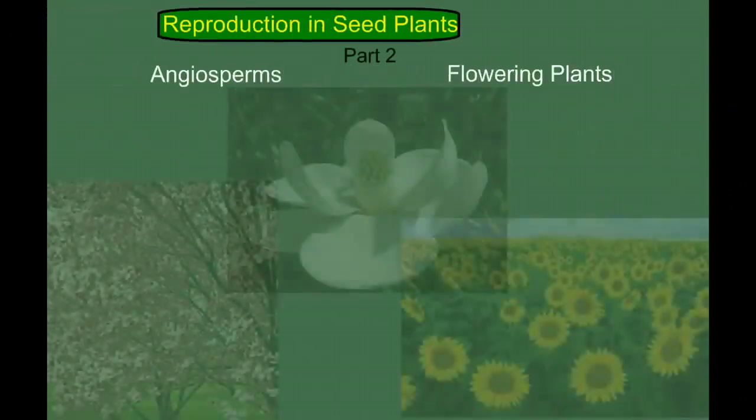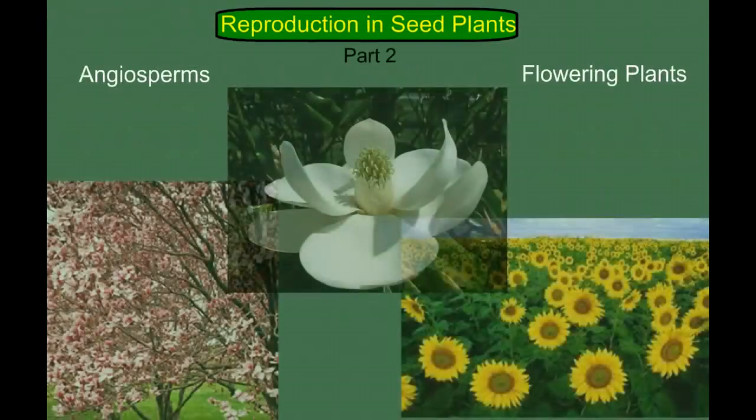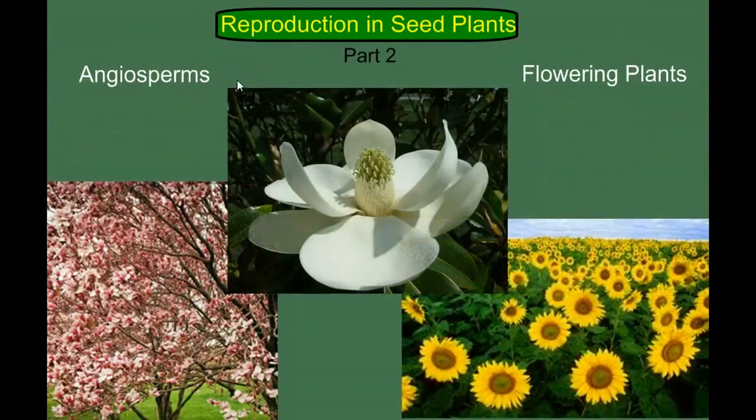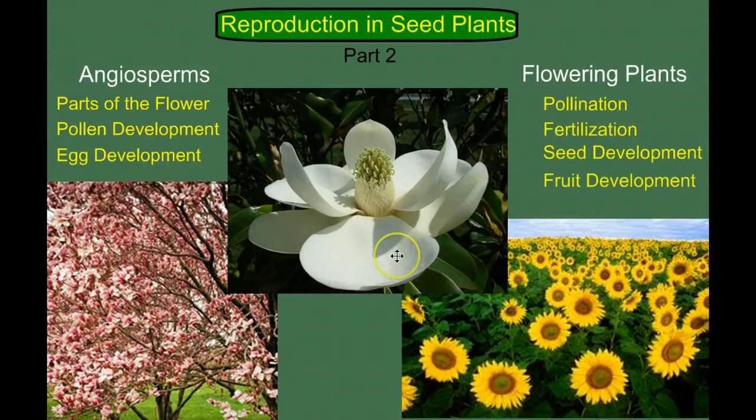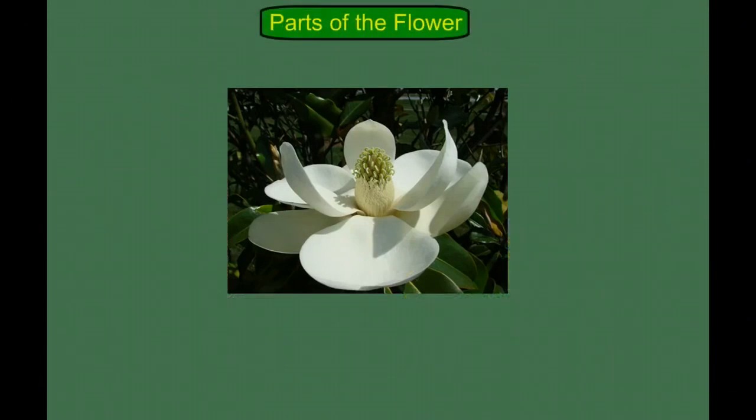Welcome back to our series on plant diversity and evolution. This is part 2 in our section on reproduction of seed plants. We'll look at the angiosperms, the flowering plants. In this video, we'll look at the parts of the flower, pollen development, egg development, pollination, fertilization, seed development, and finally fruit development. So let's get to it. We'll start with parts of the flower.